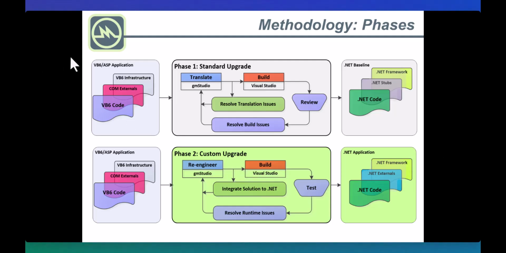Our methodology has really two phases. First is a standard upgrade. That is producing translations that build. Again, that involves gathering up the VB6 code and the COM dependencies, creating a standard upgrade solution that does the translation and the build, and then resolving any issues that come. So here we are at this stage now. We're going to now begin going through the steps of the custom upgrade.